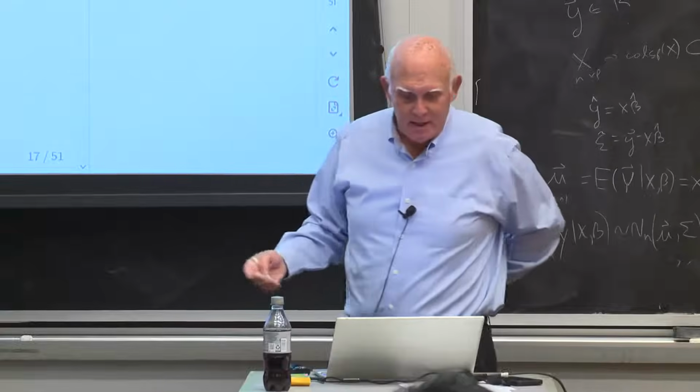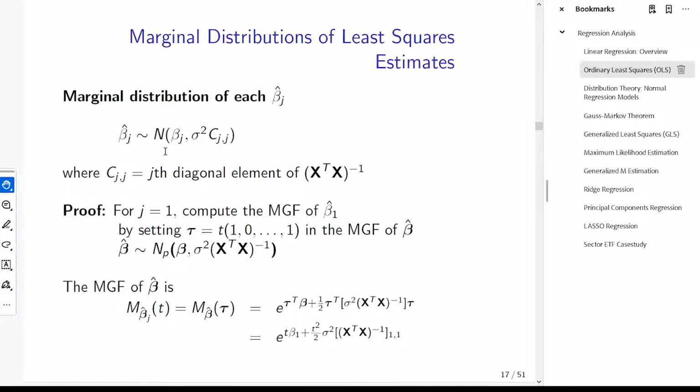Now, from this, we end up getting marginal distributions that are normal for each of the least squares estimates. So we're just thinking in this slide of the jth component of beta hat. Well, it's univariate normal with mean beta j and variance given by sigma squared times the jth diagonal element of (X transpose X) inverse. And so we get this nice distribution result.